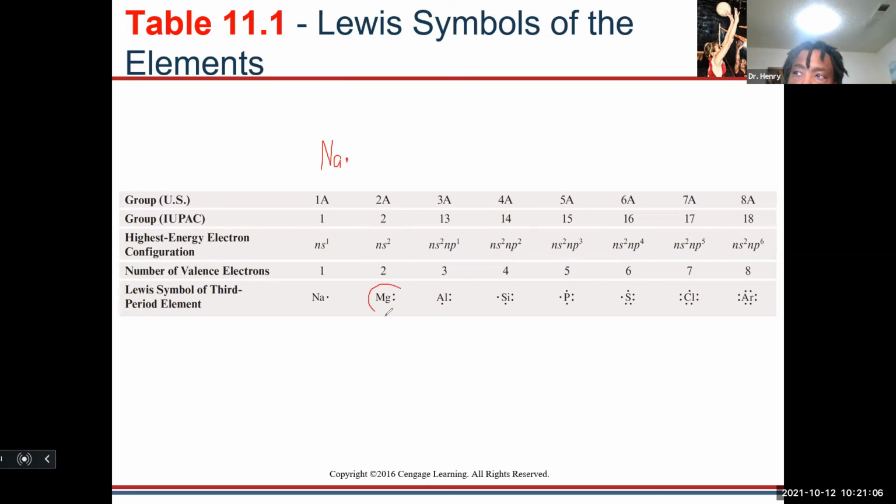Magnesium has 2 valence electrons. Aluminum has 3 valence electrons. Silicon has 4 valence electrons, 4 dots around it. Phosphorus has 5 valence electrons. Sulfur has 6 valence electrons. And chlorine has 7 valence electrons. Okay, so again, the goal is to try to get it so that you have 8 around you, right? So in this case, sodium would like to lose that 1 electron, right? So then it would be like a noble gas.